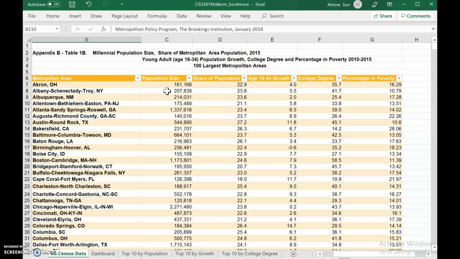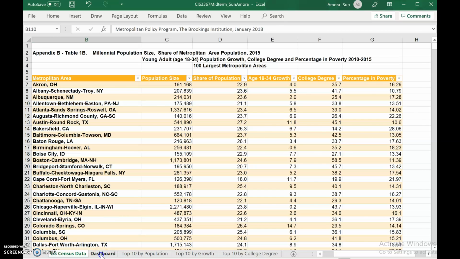However, not all of the columns here were already organized in this fashion. So they had to be consolidated from the other sheets into this one sheet that we will be using to create the pivot tables and the slicers. Here in the main raw data set, we have the population size and the percentage of population of millennials in the area, the population growth of millennials in the area, the population of millennials with college degrees, as well as the percentage of millennials in the area that's actually living in poverty.